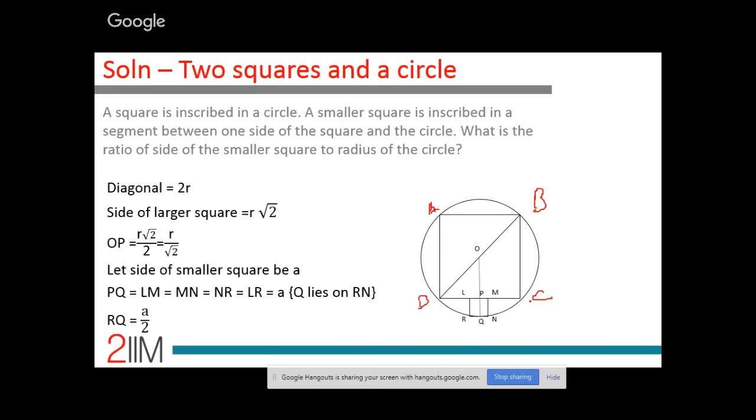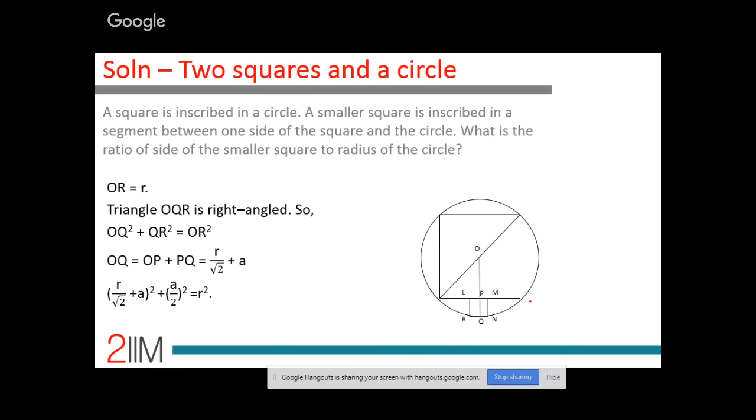O, R, Q. RQ is A by 2. What is OR? Radius. R. Okay. What about OQ? R by root 2 plus A. Perfect. So you're chasing this triangle OQR. OR is the hypotenuse which measures R. RQ is A by 2. OQ is OP plus PQ, R by root 2 plus A. Take that right triangle where all three are in terms of R and A. Plug Pythagoras theorem and we're done.